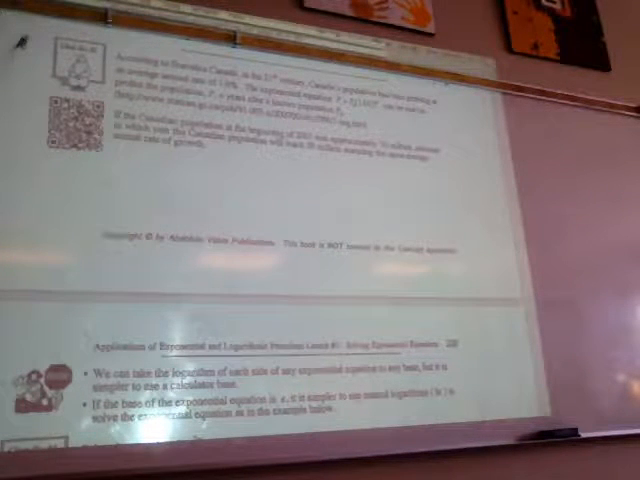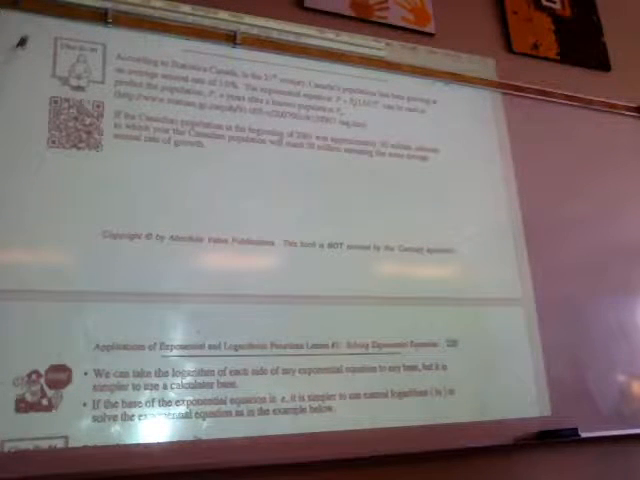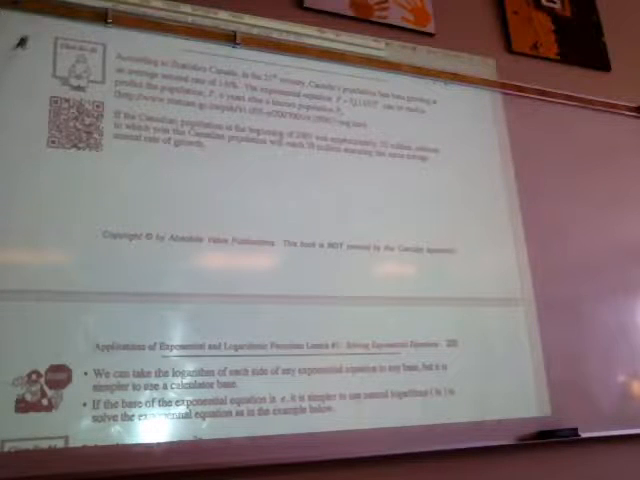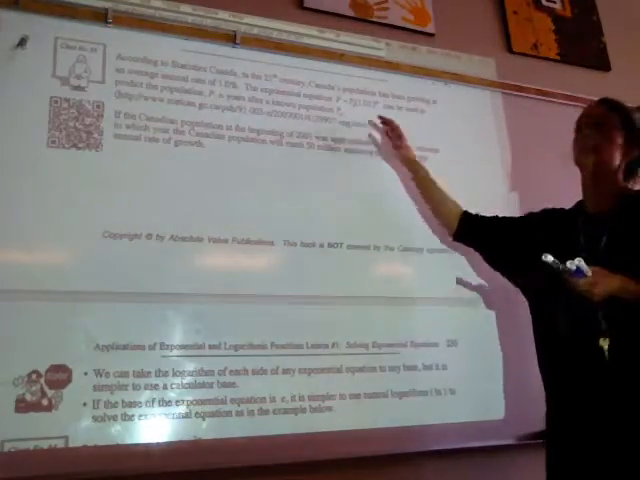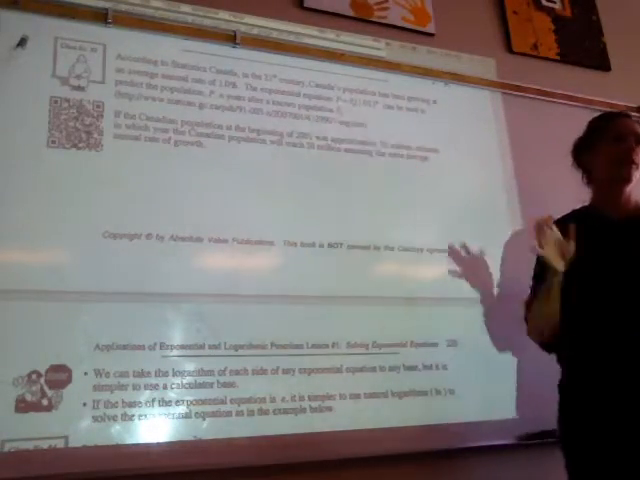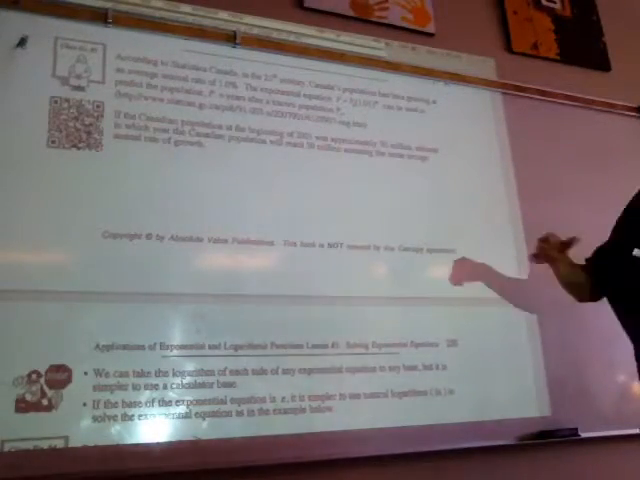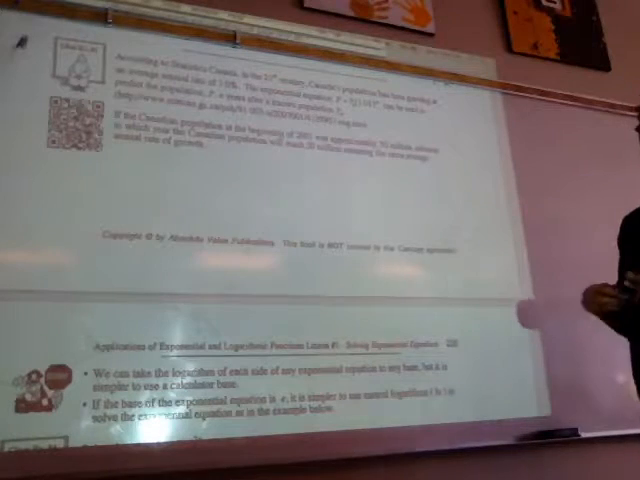Alright, we're getting into a formula that's going to be useful when we look at some financial questions in the next lesson. But here they're giving us the formula, so we don't have to think too hard. Okay, according to Statistics Canada, in the 21st century, Canada's population has been growing at an average annual rate of 1%. The exponential equation, P equals P0 multiplied by 1.01 all to the power of n, can be used to predict the population, P, n years after known population, P0. So P0 is pretty much like the starting population. P is what it's going to get to, and n is the number of years.